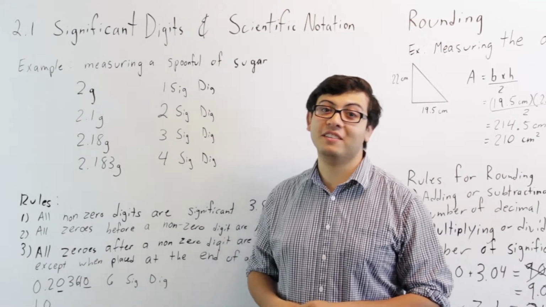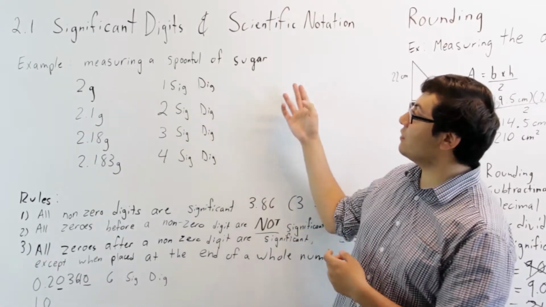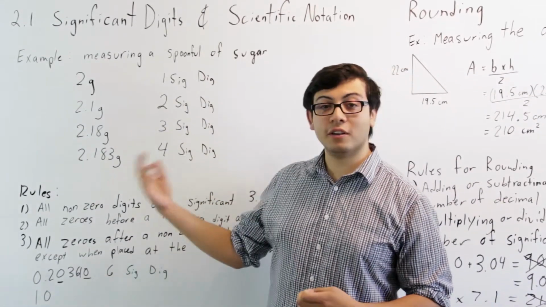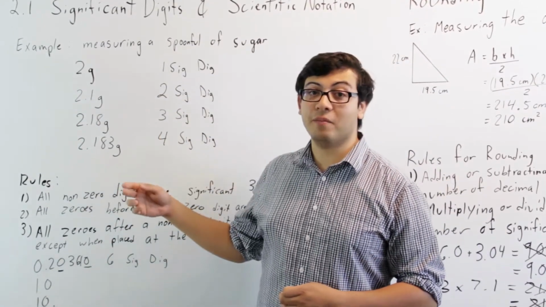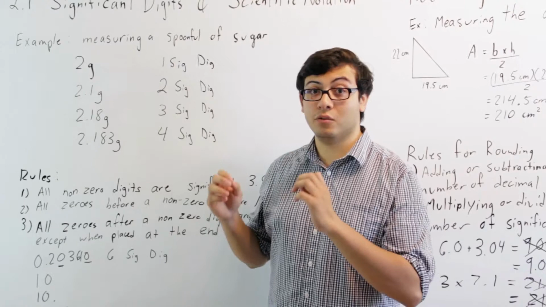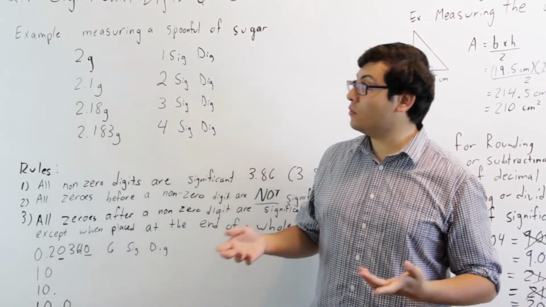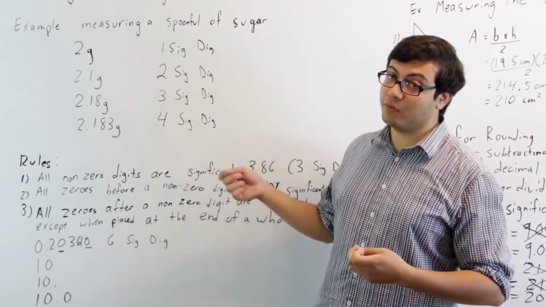To Chapter 2.1, Significant Digits and Scientific Notation. So first off, let's start by talking about significant digits. Significant digits are a way of measuring how accurately you know your number to be. Let's start with an example, such as measuring a spoonful of sugar.